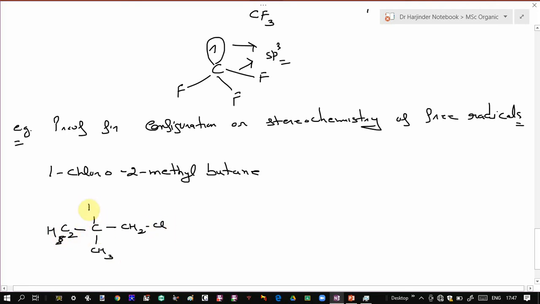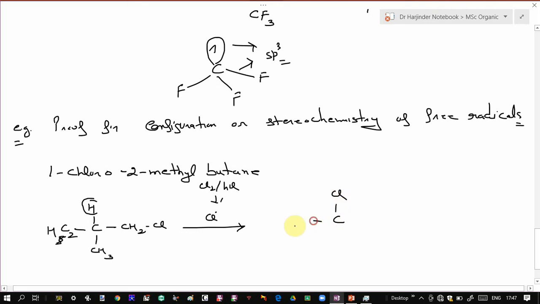Now if you carry out its chlorination reaction, in which you treat it with chlorine in the presence of light, that generates the chlorine radical. Substitution of this hydrogen by the chlorine radical takes place, and now this carbon is a chiral carbon, with four different groups attached. So when you carry out this reaction, you always get a racemic mixture.